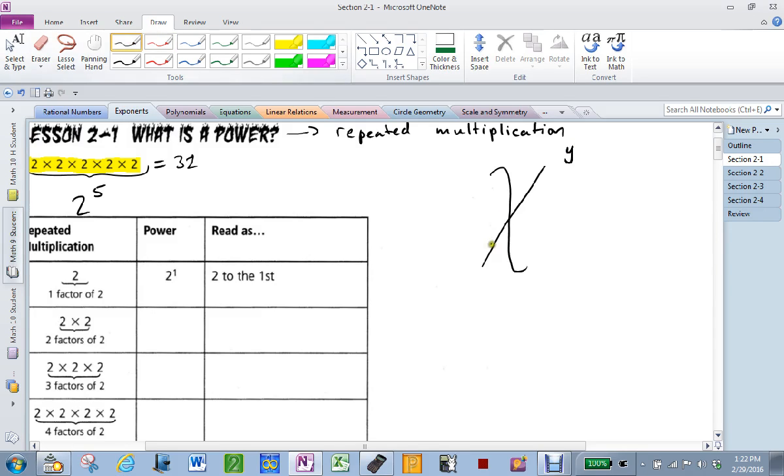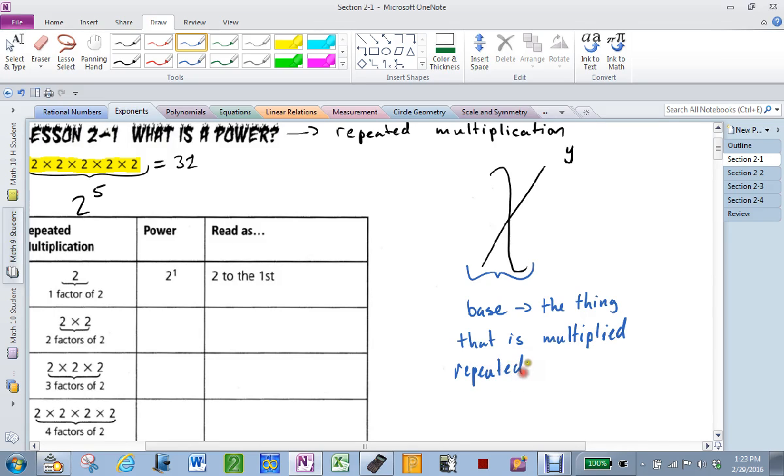So, these two things are what we are concerned with. All right? The X is what we call the base. The base is the thing that is multiplied repeatedly. So whatever is doing the multiplying, that's your base.